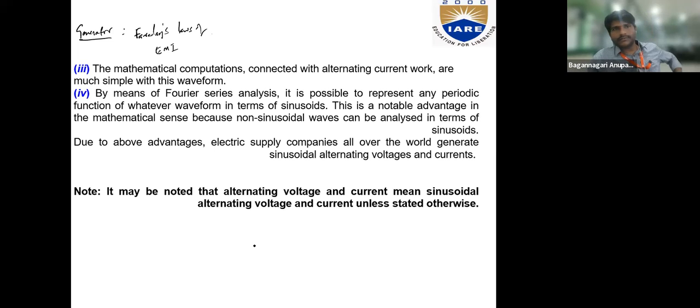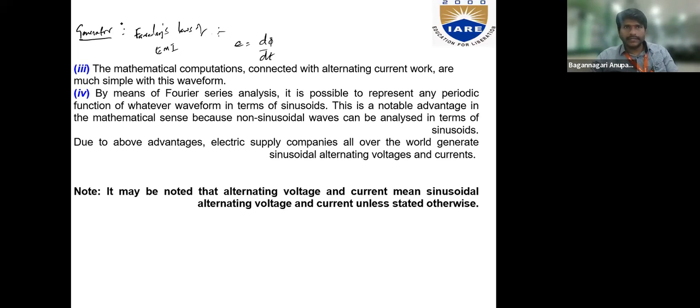So Faraday's laws of electromagnetic induction. We have two laws of Faraday's laws. What are they? Law 1 and law 2. What is the definition they give? E is equal to d phi by dt. That's what it is.